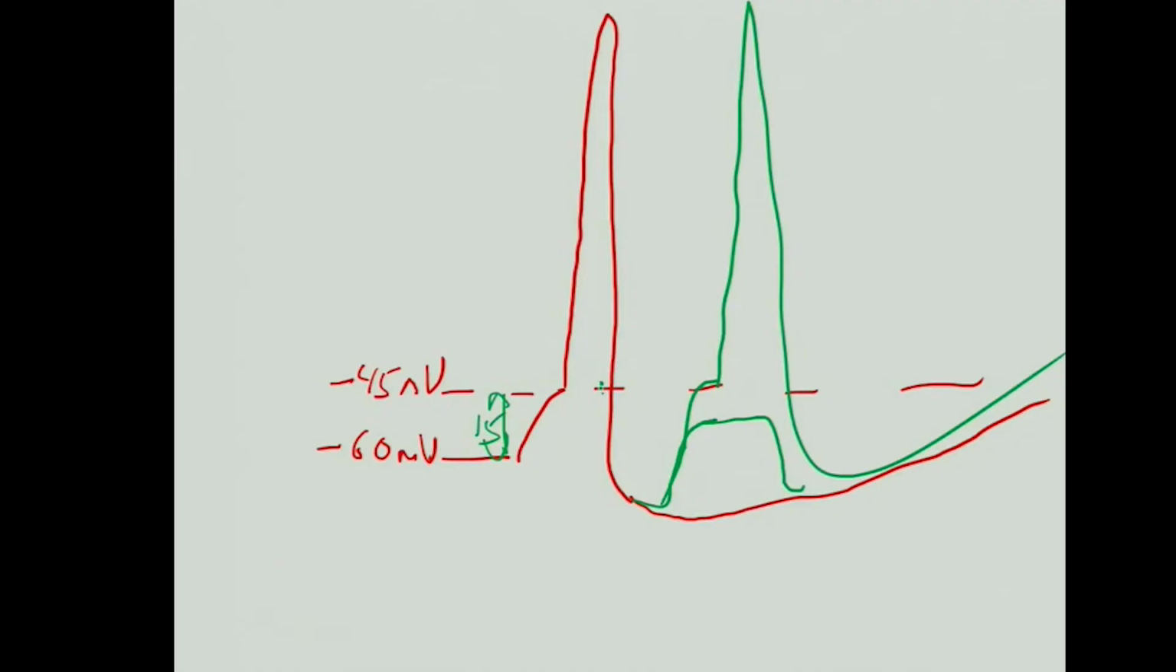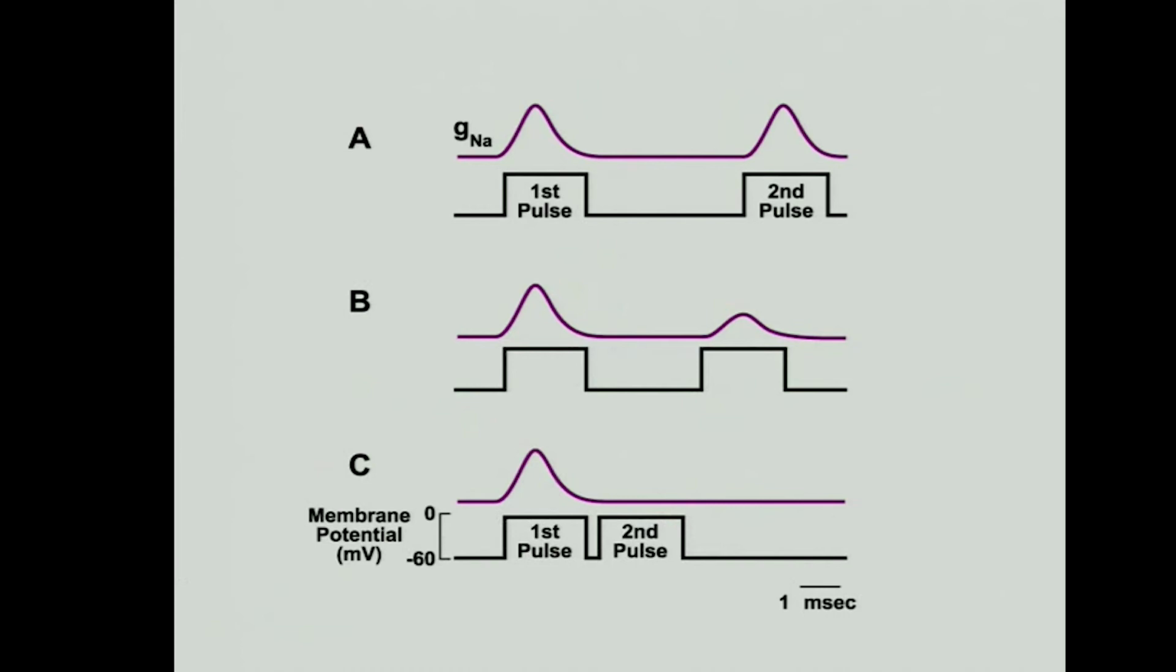Now, the absolute refractory period is this period of time right after an action potential when no matter how much you depolarize the cell, you cannot generate another action potential. In order to understand the absolute refractory period, we have to return to this process of inactivation. And it's shown here. So here you see two voltage clamp pulses. This is just like the one I showed you earlier. It's just a different time compression.